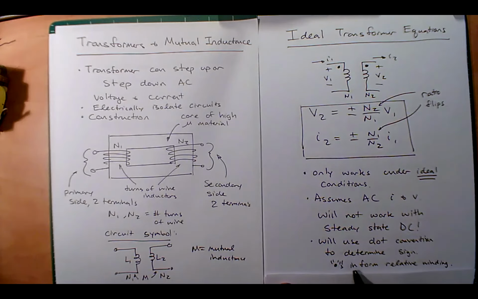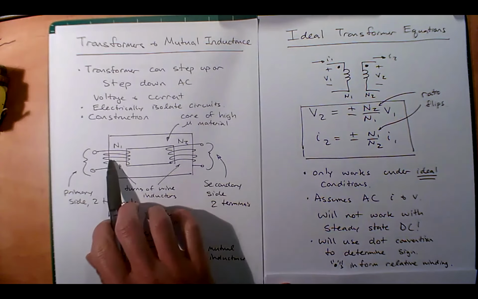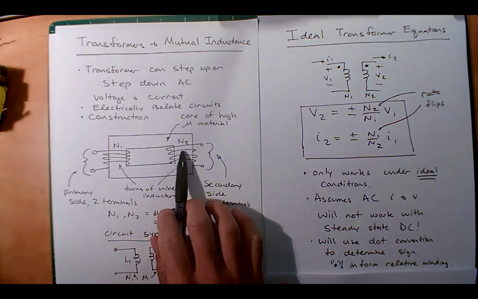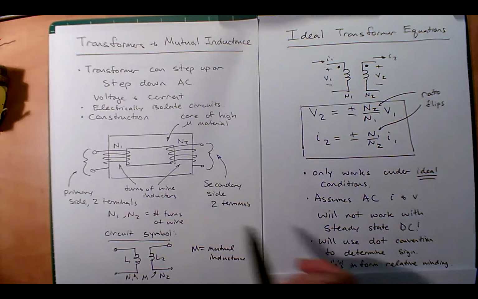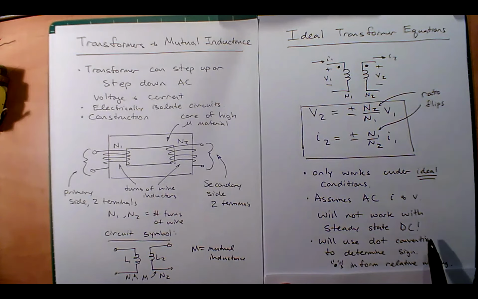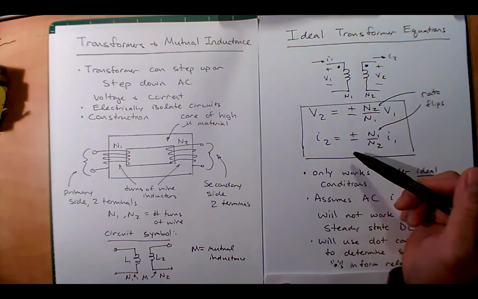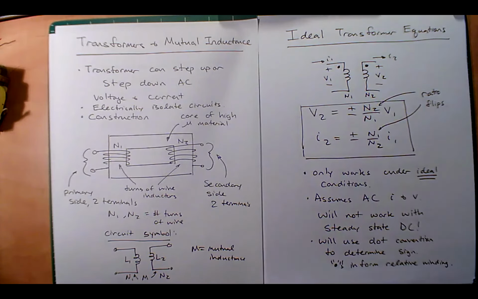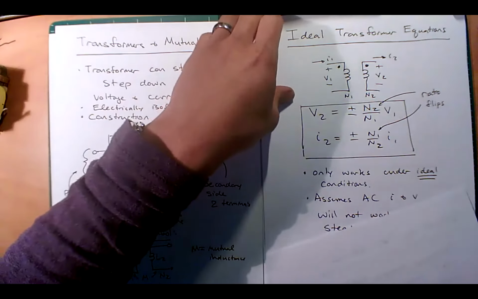And what the dots inform us is the relative winding of these coils, right? We won't talk about how to set up the dot convention until the next lecture, but we will use the dot convention to show us how it determines the sign, okay? Today's lecture, I just want to go into an introduction.